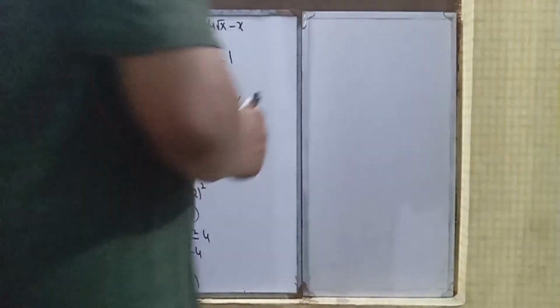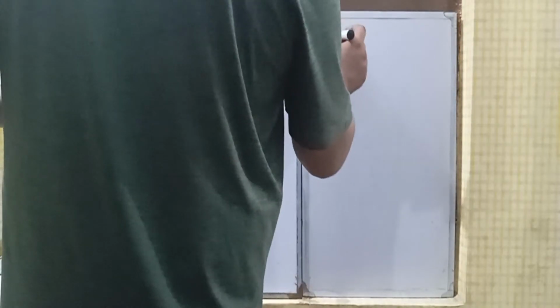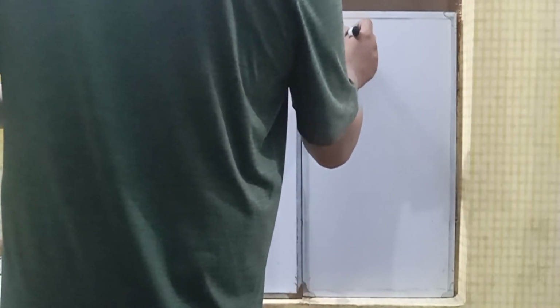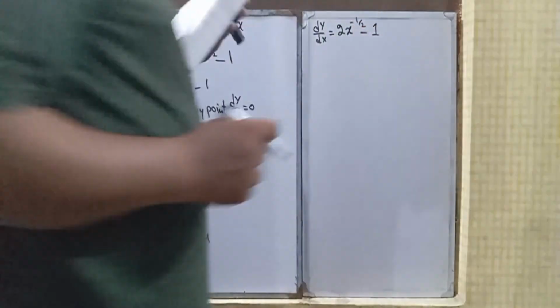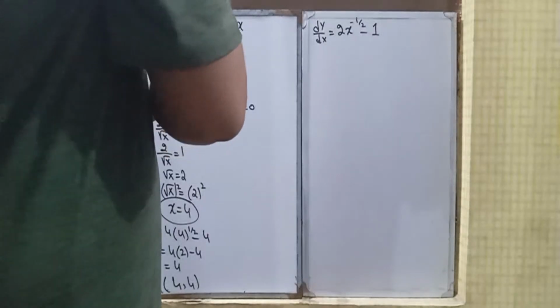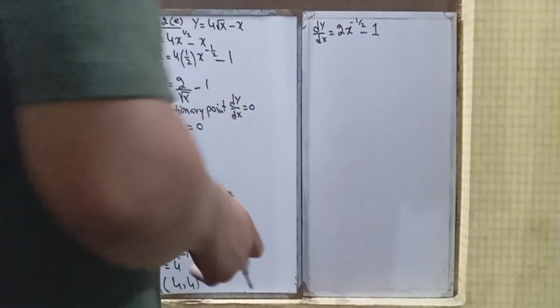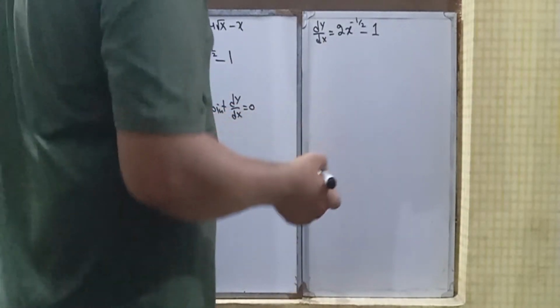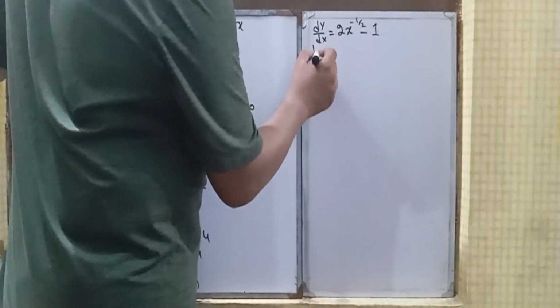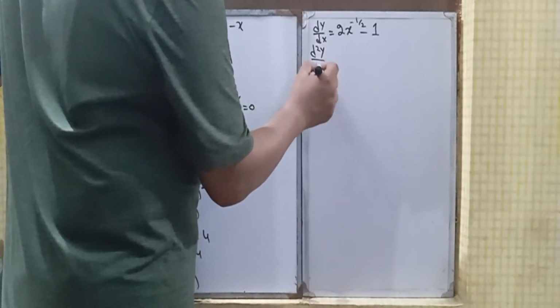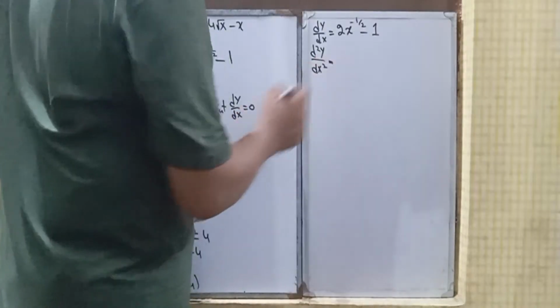Okay, so now I will take my dy by the dx. So you have dy by the dx equals to 2x raised to power minus 1 by 2 and minus 1. This is my first derivative, dy by the dx. So what I will do, I will differentiate it again. I will find the second derivative. So it will be d square y by the dx square equals to.